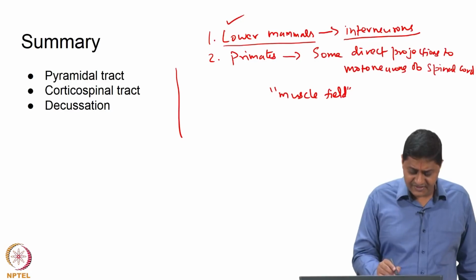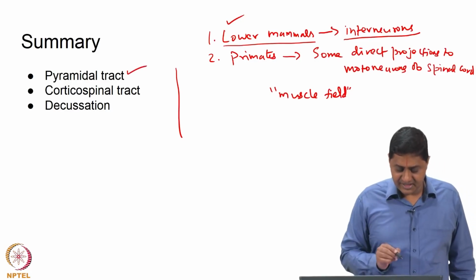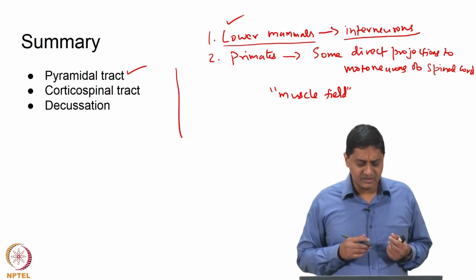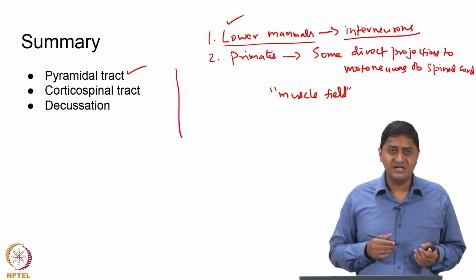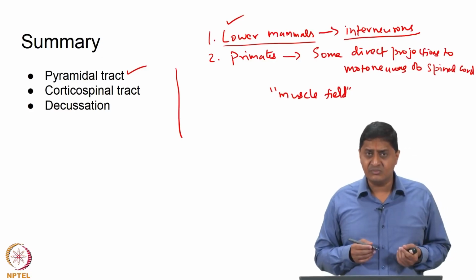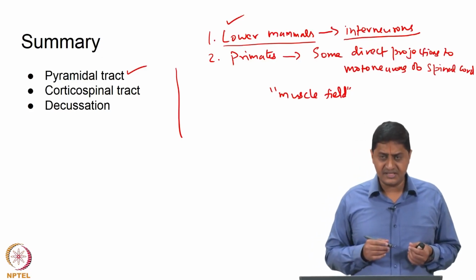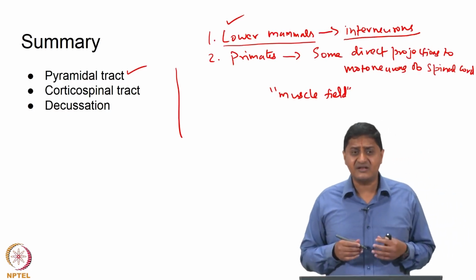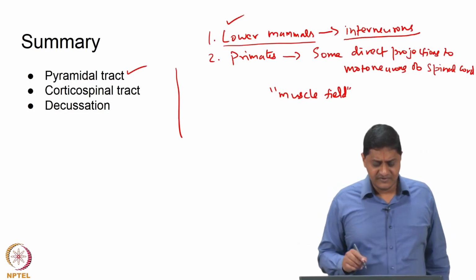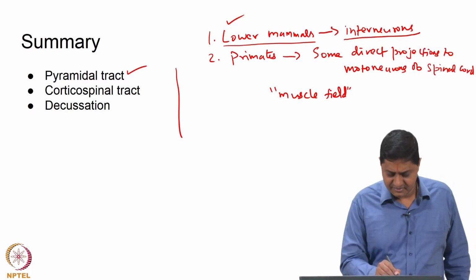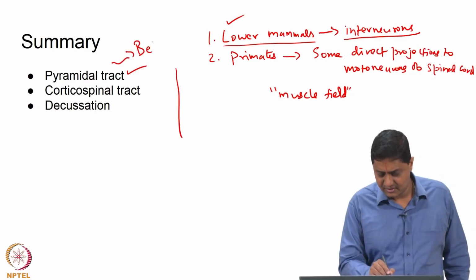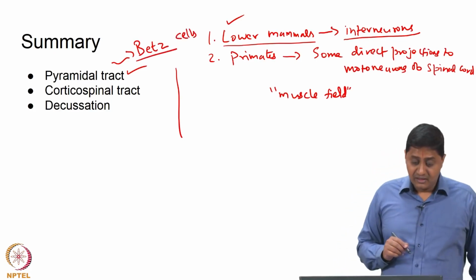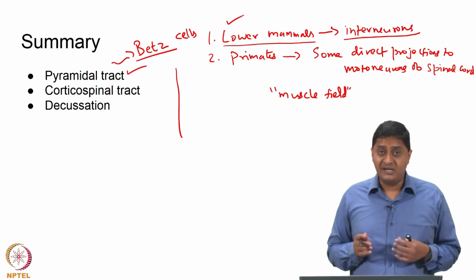So, in summary, what we have seen is the pyramidal tract. This pyramidal tract is mainly composed of the pyramidal neurons from the cortex originating from multiple areas in the motor and the parietal areas. Also, this has the largest neurons within the cortex. These neurons are called Betz cells.